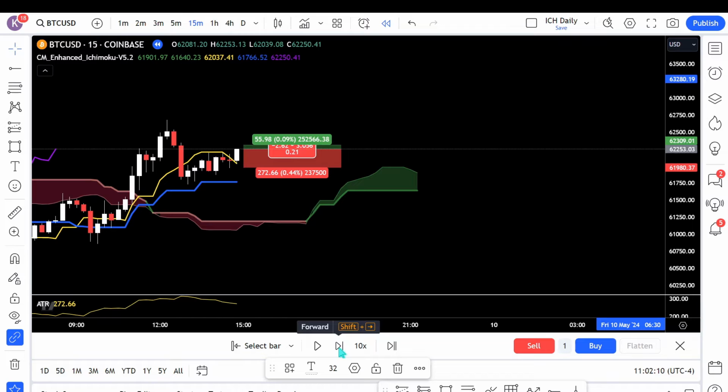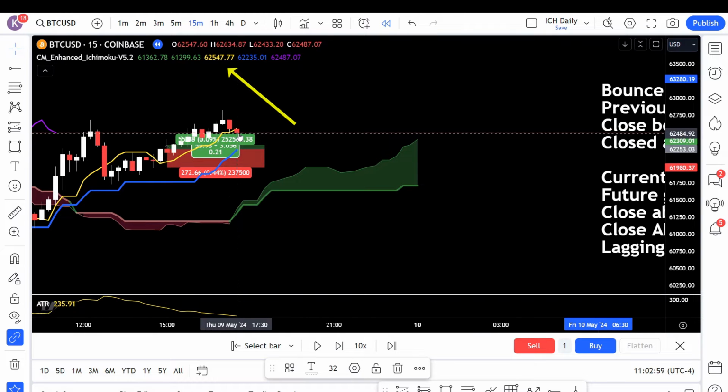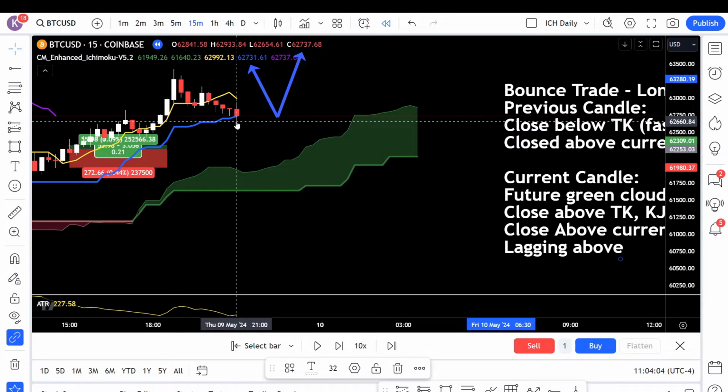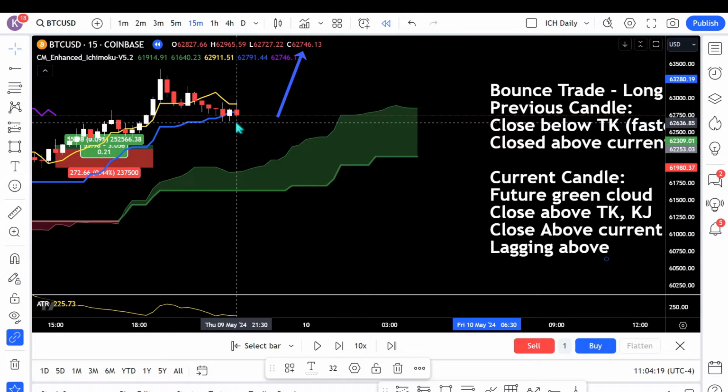$272.66. We don't exit until the full stop loss is hit or it closes below one of the moving averages. Here the yellow is at 547, we closed at 487, so we closed below. If we're using TK, we would get out at the open of the next candle. If we're using the blue KJ slower moving average, is at 731. We close at 737, we're still above, so we're still in the trade. And here we close below. We close at 746, the blue is at 791, so we would exit at the open of the next candle.